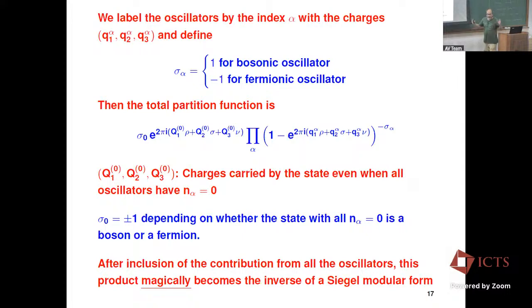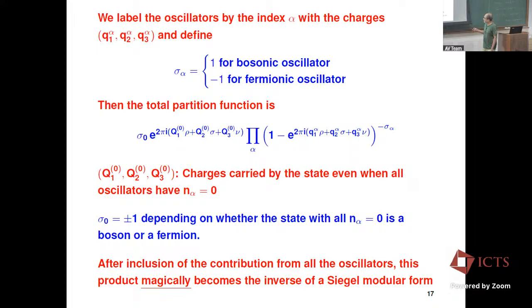Now we collect the result from all the oscillators. It is a collection of many oscillators, some bosonic, some fermionic. So you label the oscillators by the index alpha with the charges q1 alpha, q2 alpha, q3 alpha. We also define sigma alpha to be 1 for bosonic oscillators and -1 for fermionic oscillators. Then the total partition function is just given by the product of individual partition functions, because they are really independent systems. So here is the product.